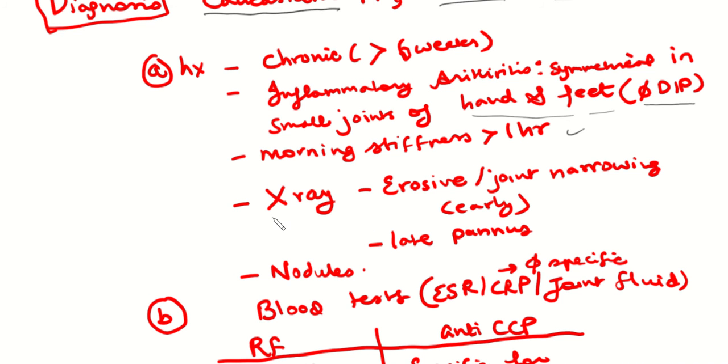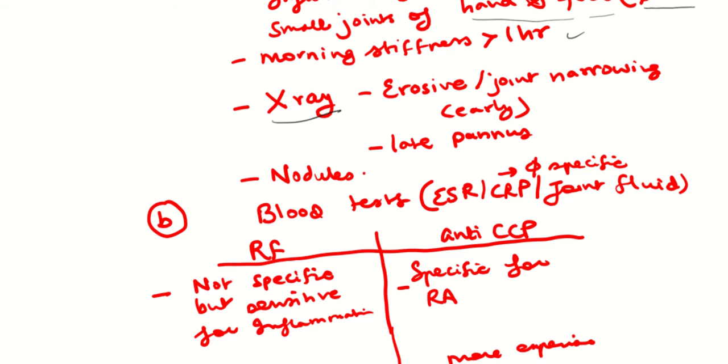The provider may choose to do an x-ray. So early findings may be erosive findings on the bone. That's early, and no narrowing of the joint. Late findings may be pannus, the granulation tissue. But by then the deformity has set in. Again, we talked about rheumatoid nodule.